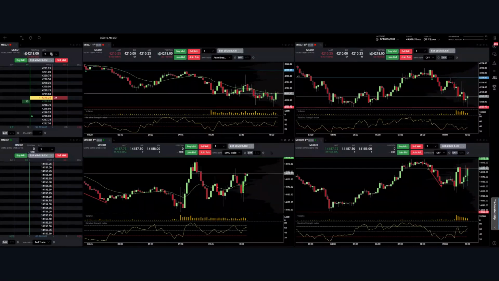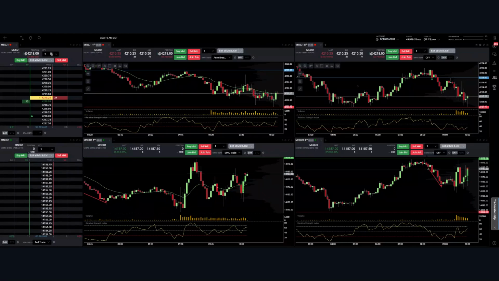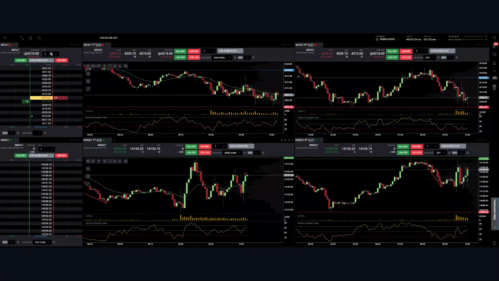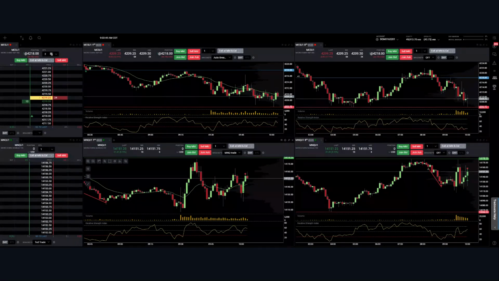Okay, so let's go into the structure here. These are charts, and I have 4 charts: the 1 minute and 5 minute on MES, and the 1 minute and 5 minute on MNQ. This is how I generally trade these. If you're just trading off of the charts, you can use either bracket orders or just single orders.